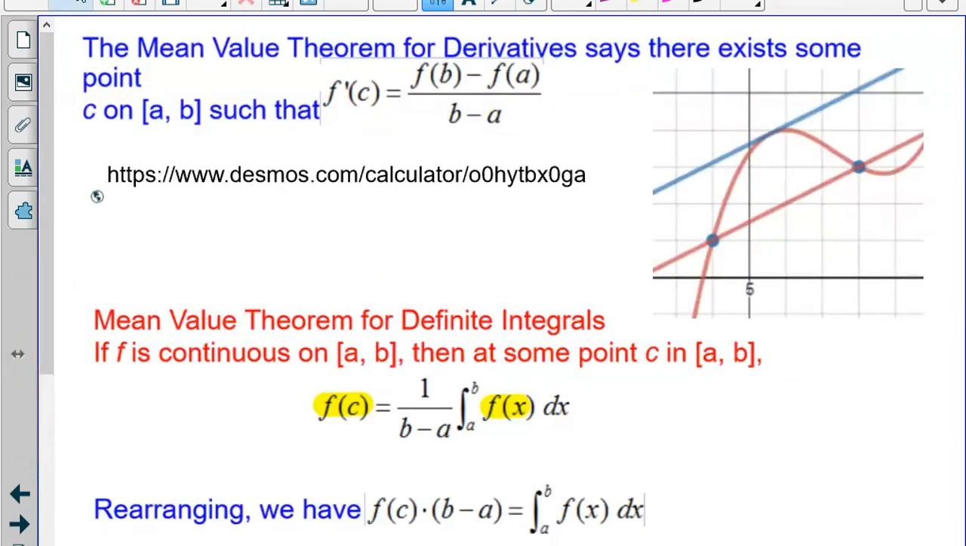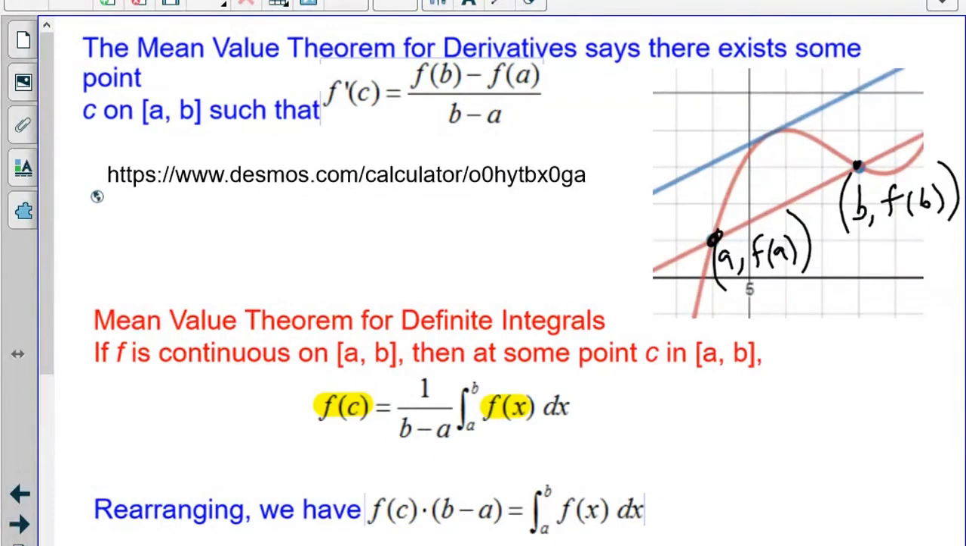Next, the mean value theorem for derivatives says there exists some point C on the closed interval a to b such that the derivative is equal to the slope of the secant line. So basically what that's saying is I have the slope of the secant line from A to B, and that equals the slope of the tangent line somewhere as long as I have a continuous and differentiable function. So that is something that we've learned before.